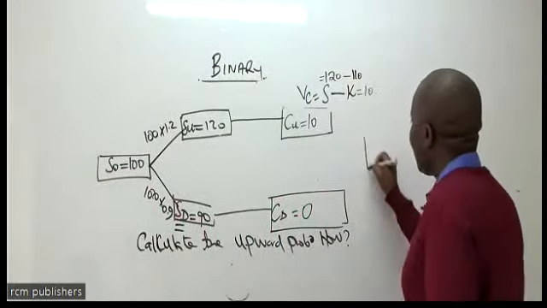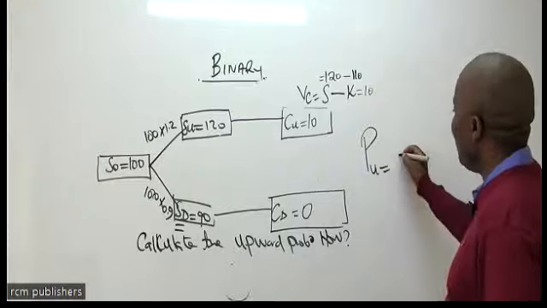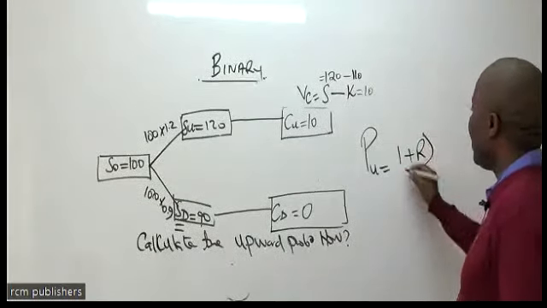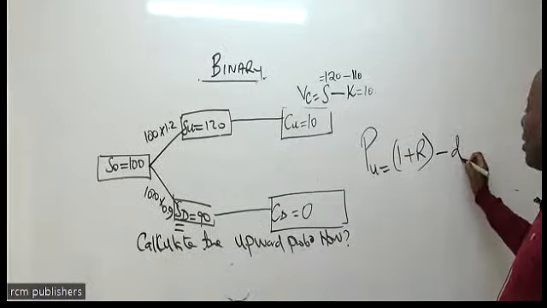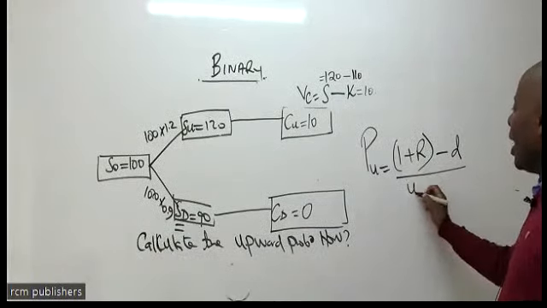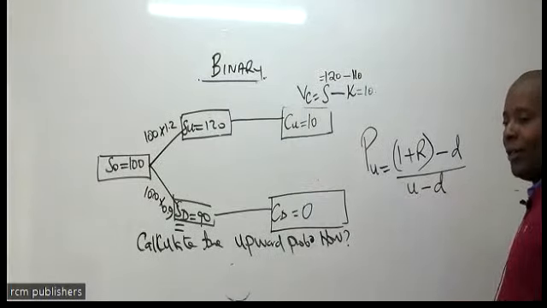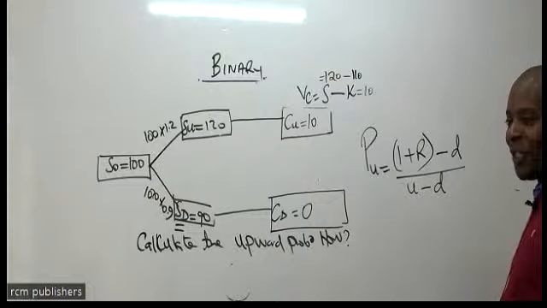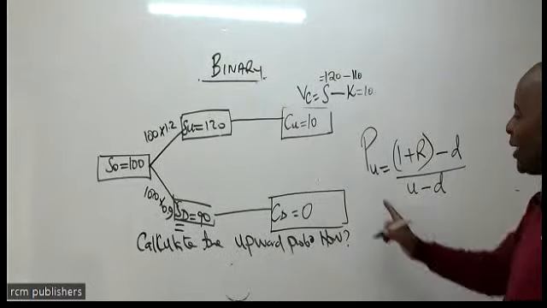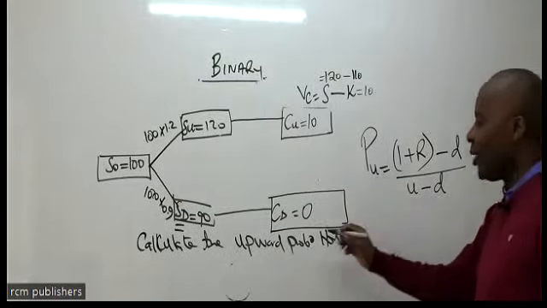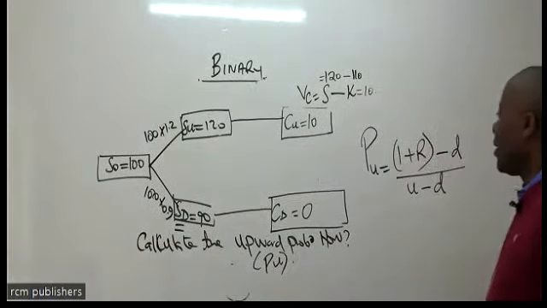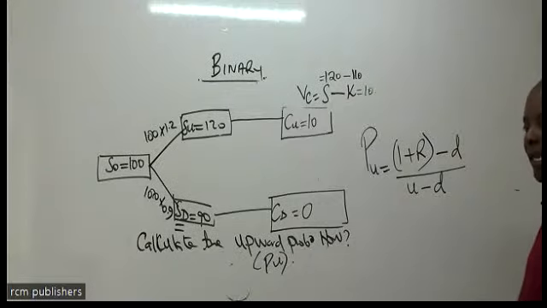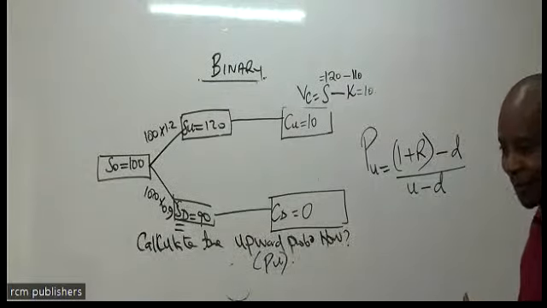So come and tell us here that the upward probability will be equal to 1 plus the risk-free rate of return minus the down, all over the upward minus the down. Quite interesting, eh? This one here, PU, is the upward probability. It is 1 plus R minus down.